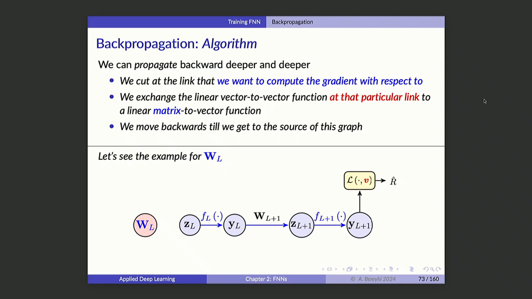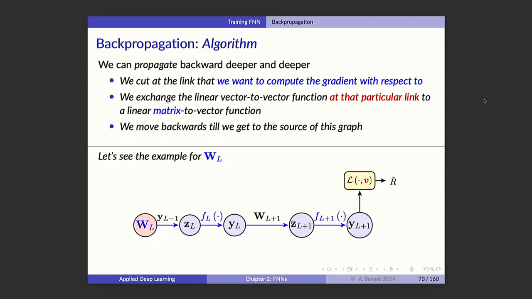YL minus 1, exactly. So I'm going to multiply WL to YL minus 1. It's going to be ZL, and then ZL is going to be activated, again transformed, again activated, and then we compute the loss. Clear? So you got the idea of what I'm doing?